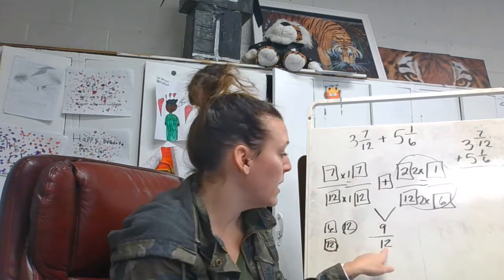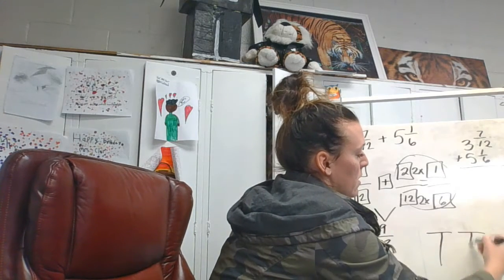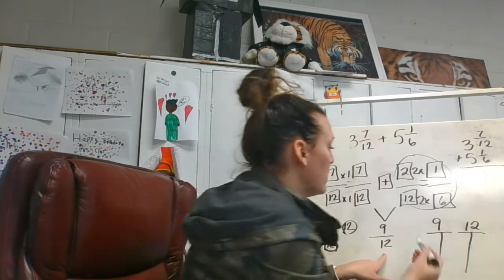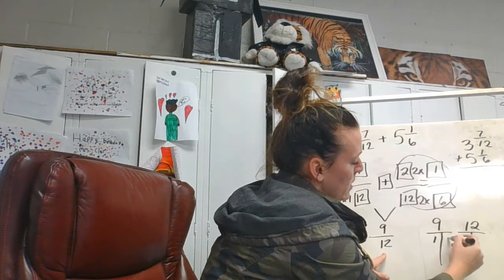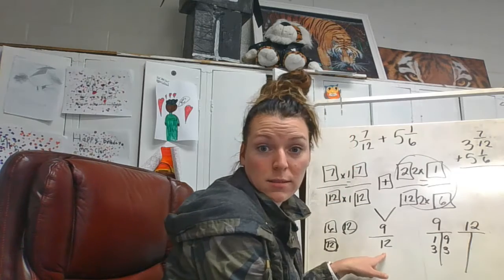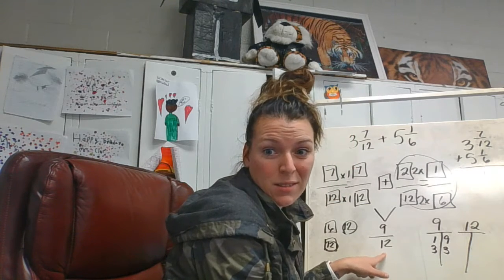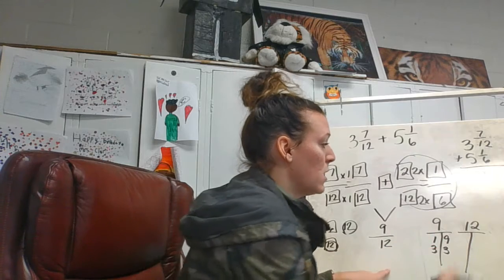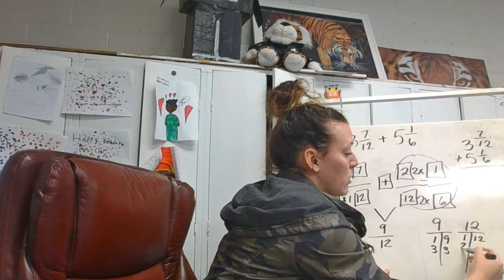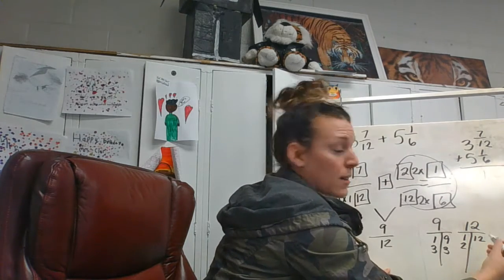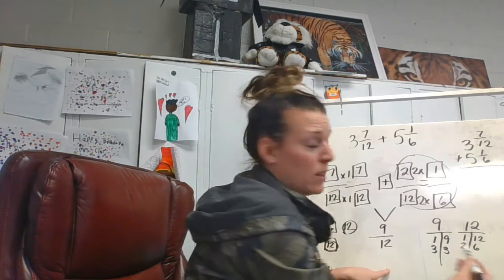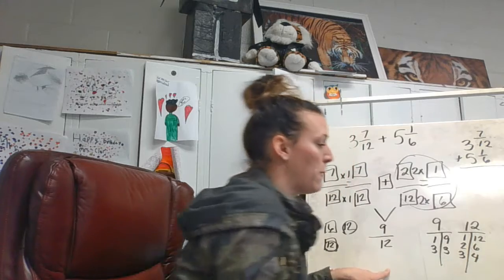I know that because if I do my T charts and I find the factors of both of these, you can say what times what is 9? Well, we've got 1 times 9 is 9. And then we've got 3 times 3 is 9, right? Is there anything else? No, there's nothing else that makes 9. Now let's do the 12. 1 times 12 is 12. 2 times 6 is 12. And one more, a lot of us forget this one. 3 times 4 is 12.